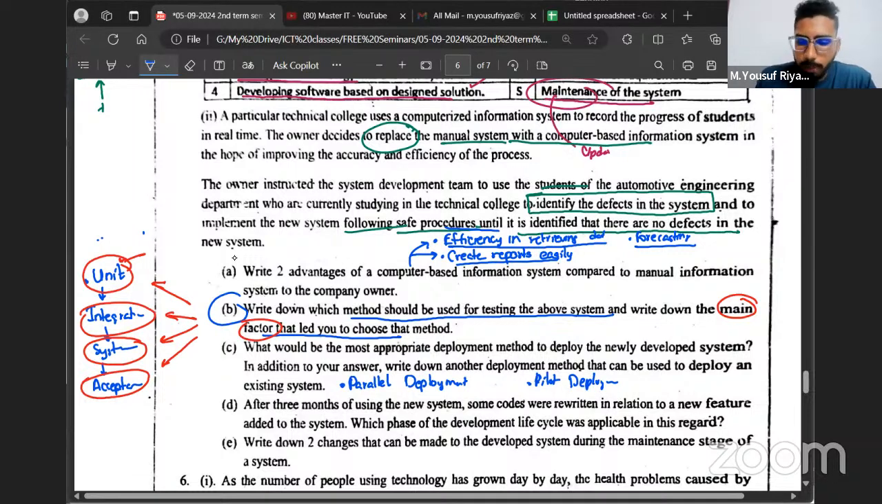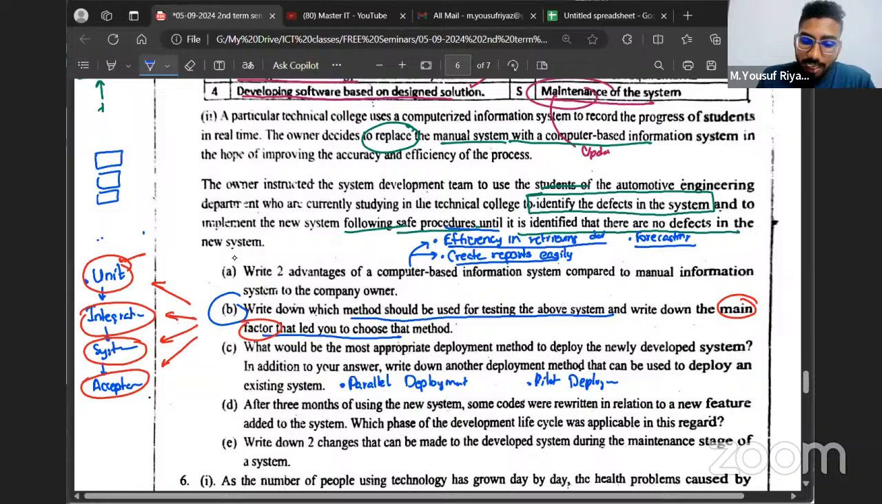Again, you can mention pilot deployment as well. If you mention pilot deployment, you can say we can give it first to, let's say, the senior grades, only for grade 10 or only for grade 11 students, and check whether it's working for them properly. And if it's working for them properly, then you can release it for the whole school. That's how you can say pilot deployment is better, right?